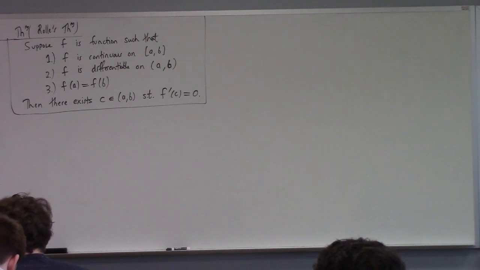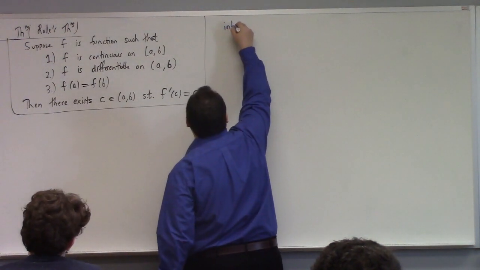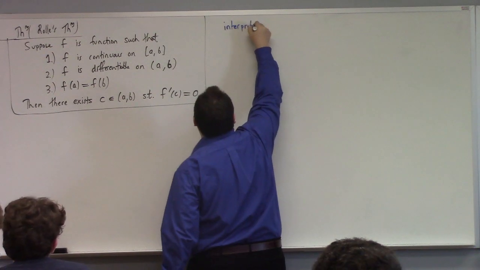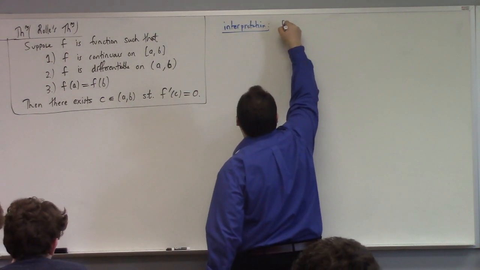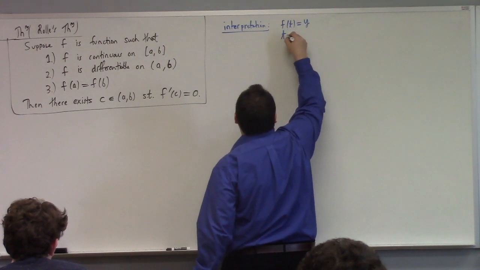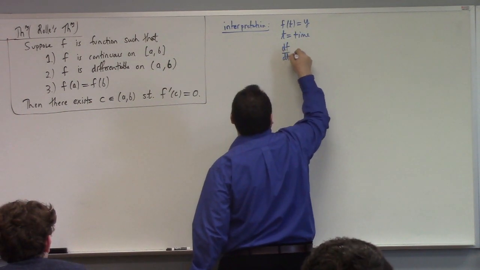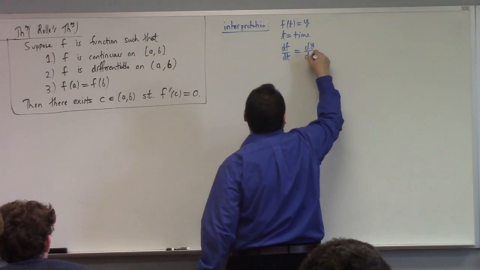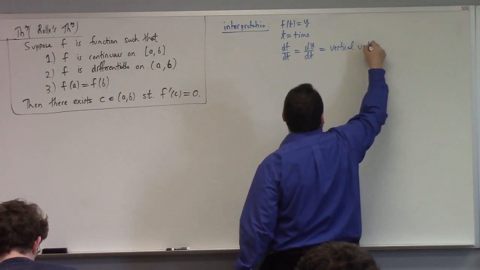Interpretation: if we think f of t equals y and t equals time, then what's df dt equal to? Well, it's dy dt, right? Which is the so-called vertical velocity.